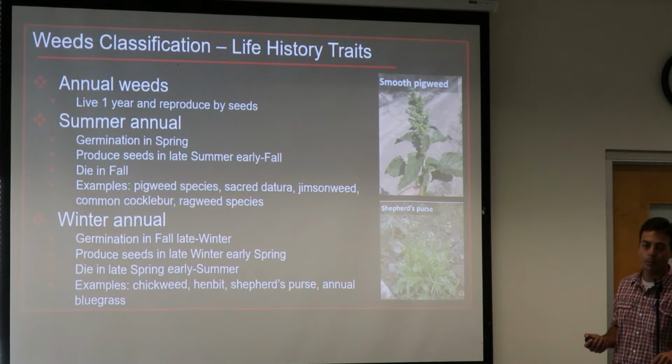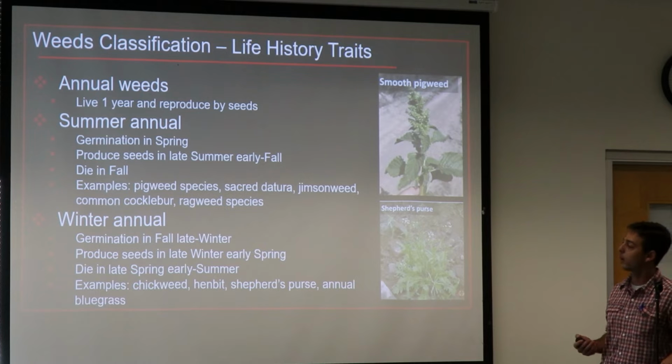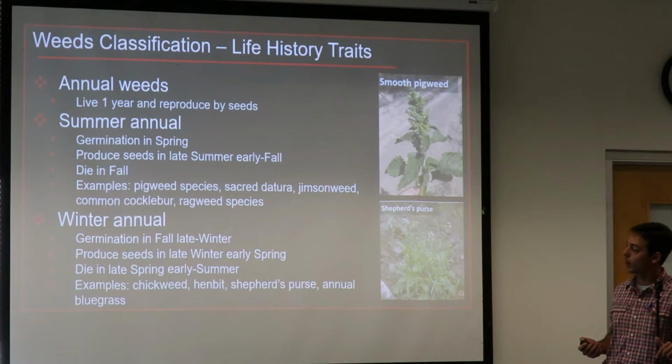And then winter annuals, most commonly probably in our winter vegetable crops and alfalfa that is planted in the fall. They will germinate in the fall or late winter, set seeds by early spring, and then die in late spring or summer. Some of the most common ones would be henbit, shepherd's purse, chickweed, and annual bluegrass.